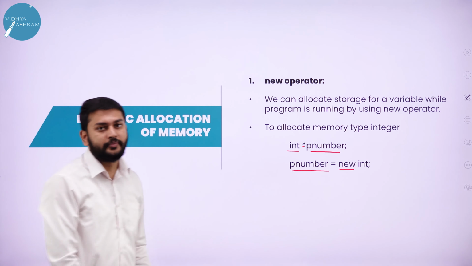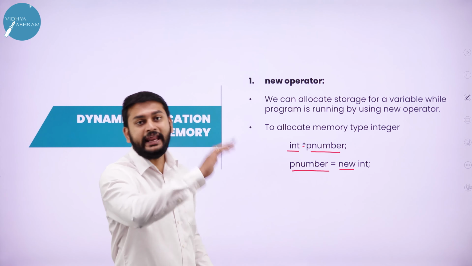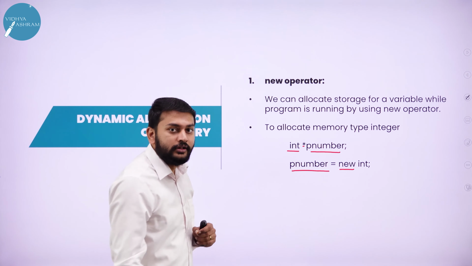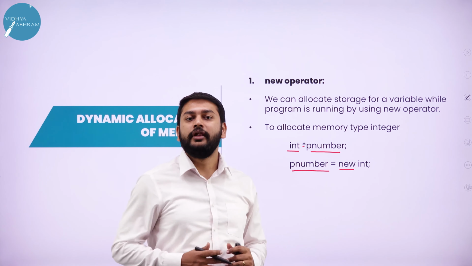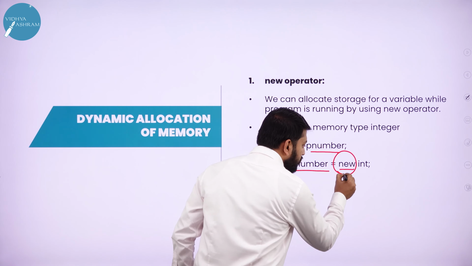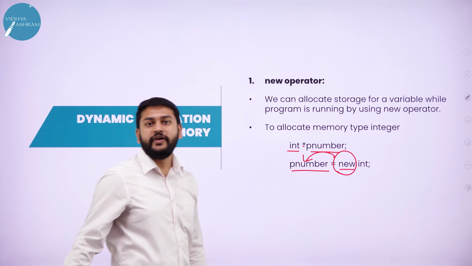Variable name is equal to new, and after that you have to write the data type. That is what you have to use to allocate the memory for any variable. So what is the keyword that you are trying to use? You are trying to use a keyword called new. So this new keyword will allocate the memory for this variable.